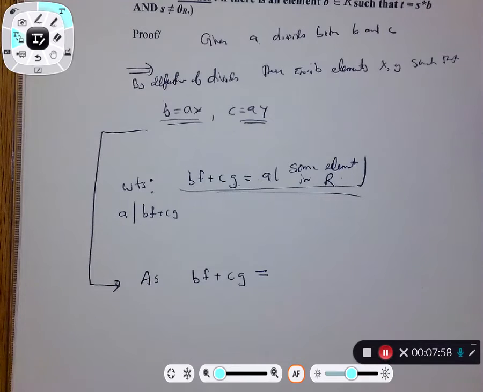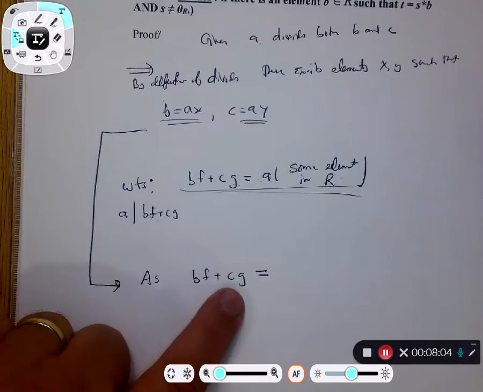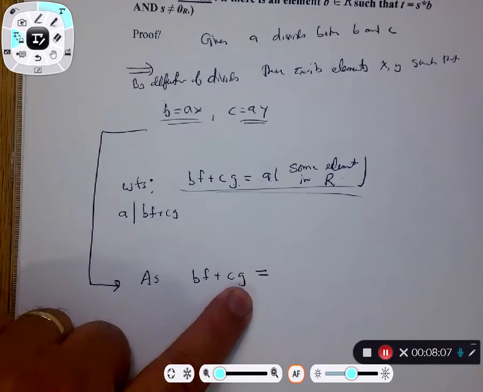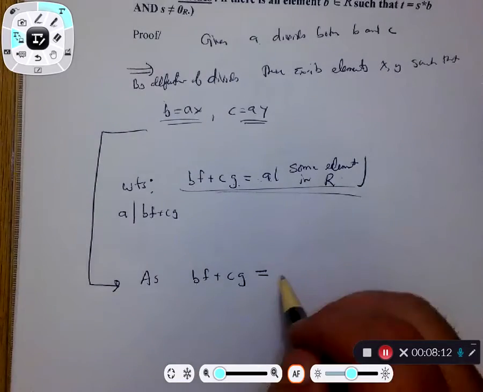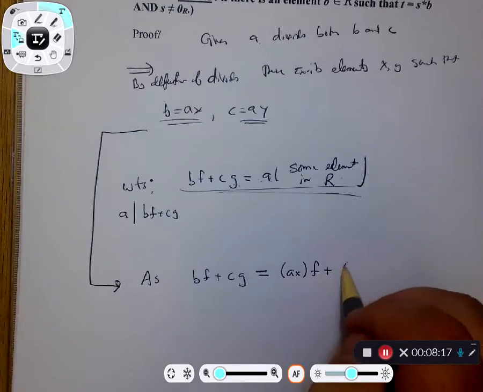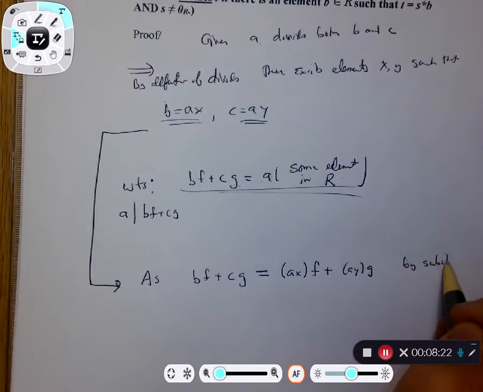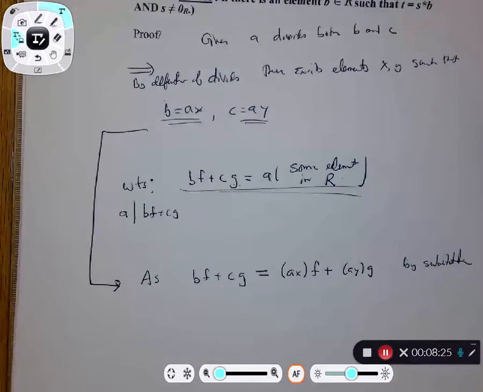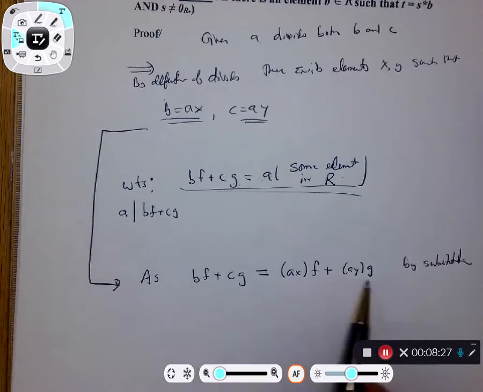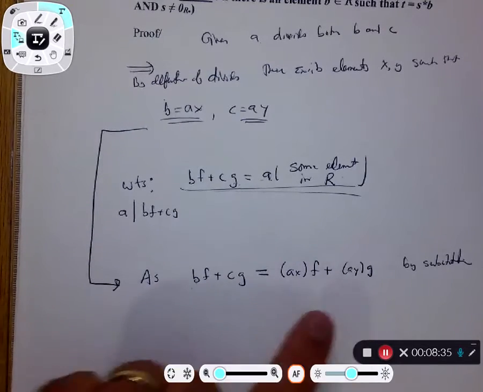What will this guy be equal to? You can already start with this side of the equation because you're given B, F, C, and G are all elements in a ring R. Then who is BF plus CG? Well, that would be equal to, I could replace the B with AX times F, plus I can replace the C with AY times G, and that is by substitution. Okay? So I've got an equation. You want equations with this stuff, and all I did was start with what I wanted and then start plugging into it. That makes an equation.